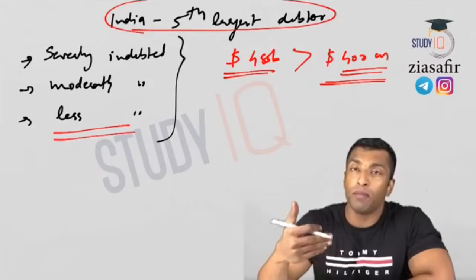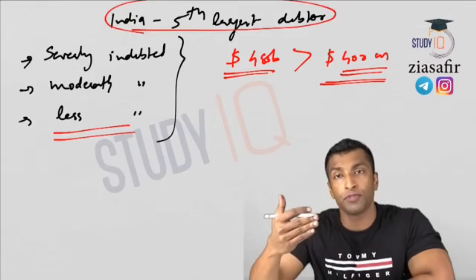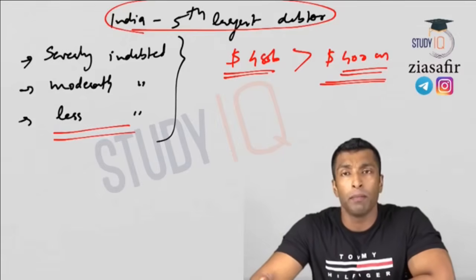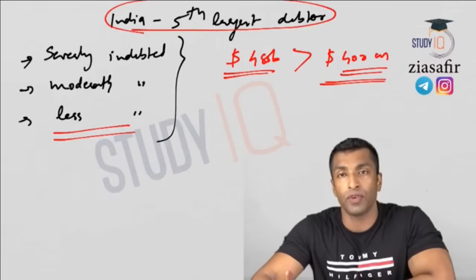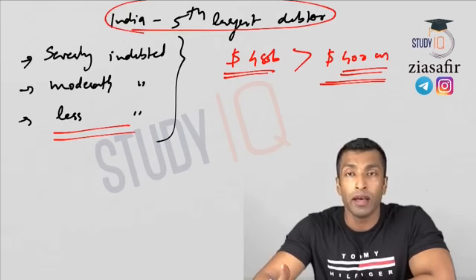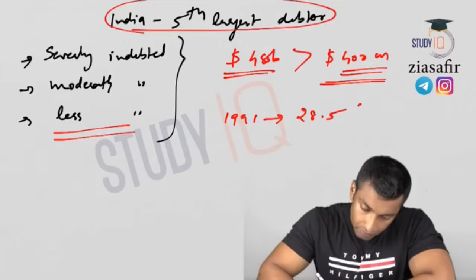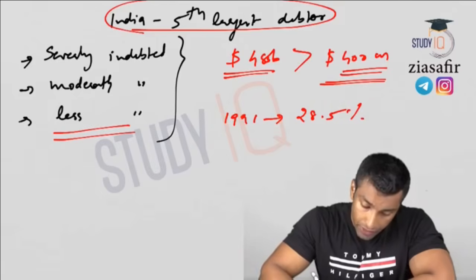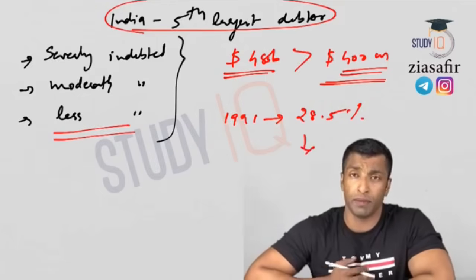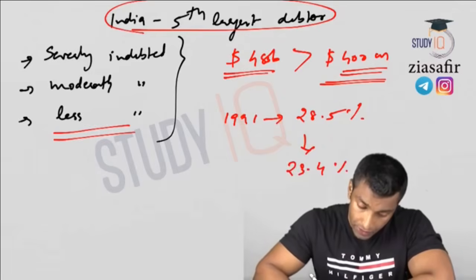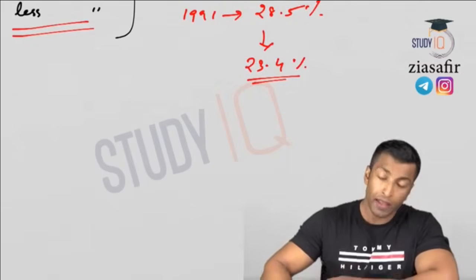So Nepal may be more indebted in this case, and that is the reason why, although India is the fifth largest debtor of the world, we are classified under the less indebted because we have that capability to repay the debt. And you know, in 1991 we had 28.5% of GDP as the external debt. Now it was reduced to 23.4%, and that is actually a good sign.